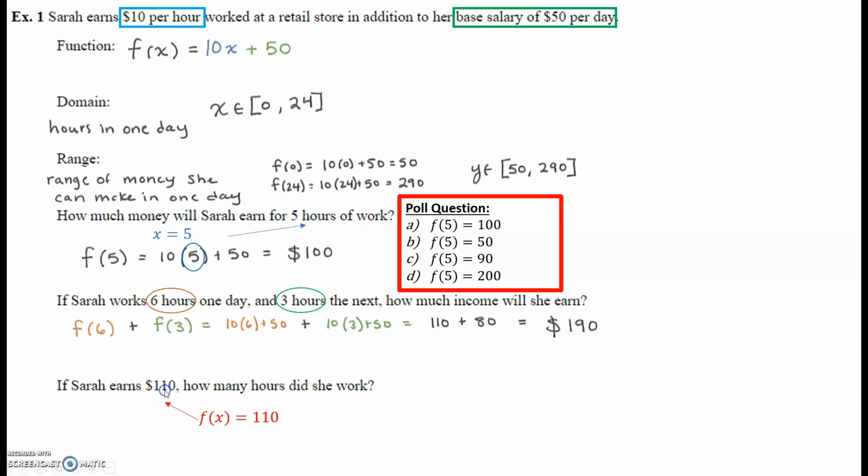Well, this 110 is our f of x. It's our output. So we're going to write our function with 110 in this spot rather than plugging in for x, because this isn't our input. This is our output. So we're going to put 110 here, and then we're going to solve. We subtract 50 on both sides, so now we have 60 equals 10x. Divide by 10 on both sides. So Sarah worked 6 hours to make $110.